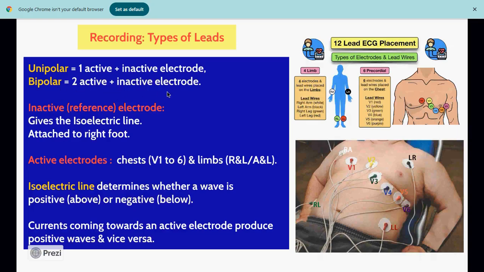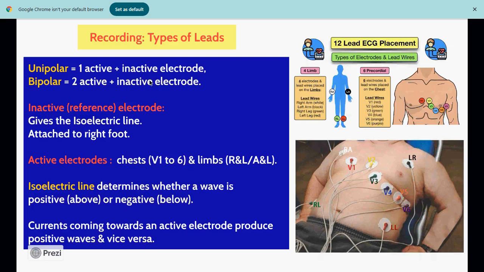In order to measure any electric current, not only in the body, anywhere, there must be 2 points. So you want to measure the electricity between 2 points. These 2 points are the electrodes. So when you have an active electrode with an inactive electrode, this is called unipolar, because it has got only one active electrode. However, when you have 2 active electrodes and you are measuring against an inactive electrode, this is called bipolar. So it's called bipolar because it has got 2 active electrodes.